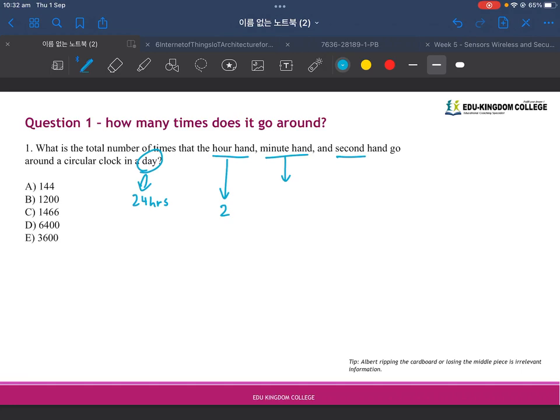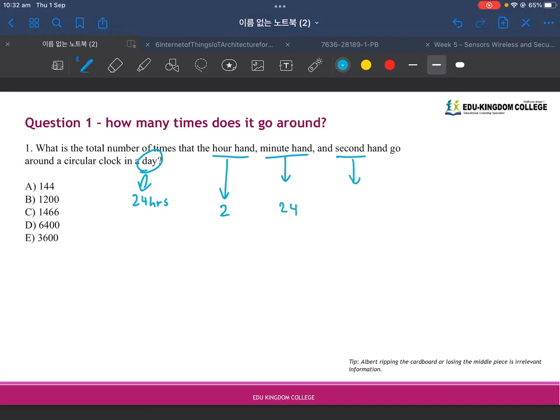Minute hand, let's have a look. The minute hand goes around the clock once every hour. And so every hour the minute hand does one full rotation. So in 24 hours then, it must do 24 rotations.